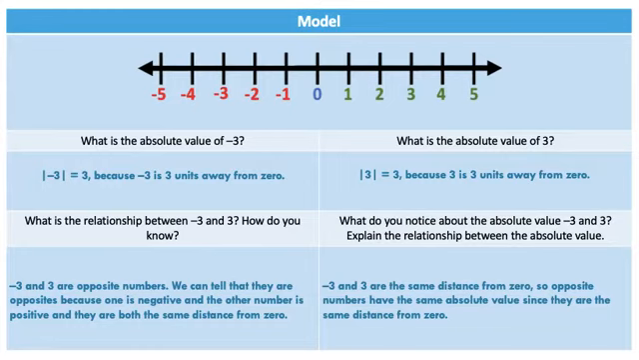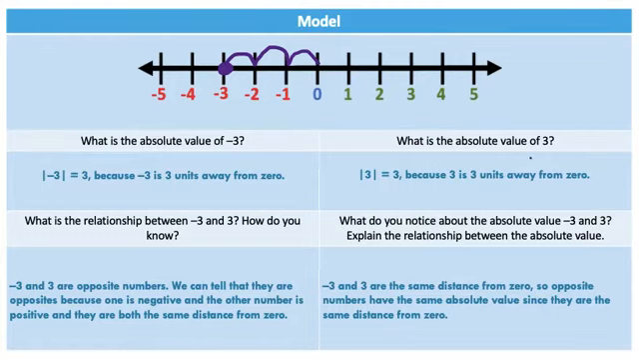So here we have a model and we have a few questions. The model can be used to help us answer these. What is the absolute value of negative 3? We know that the absolute value is how far away a number is from 0. So here is where negative 3 is at, and negative 3 is 1, 2, 3 units away from 0. So the absolute value of negative 3 is 3 because negative 3 is 3 units away from 0.